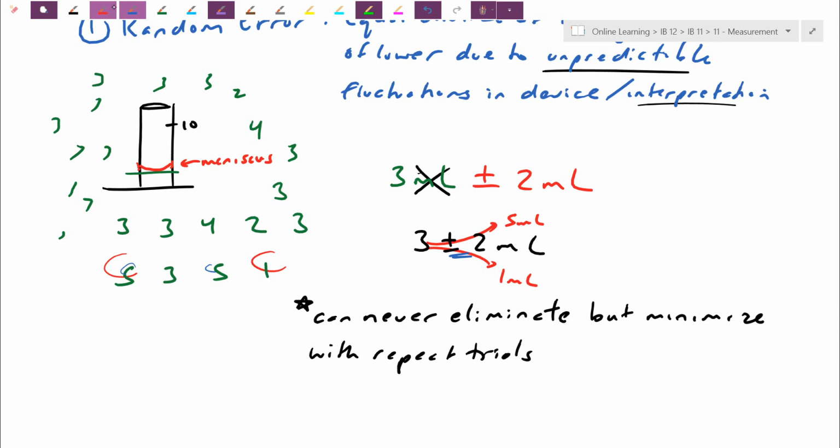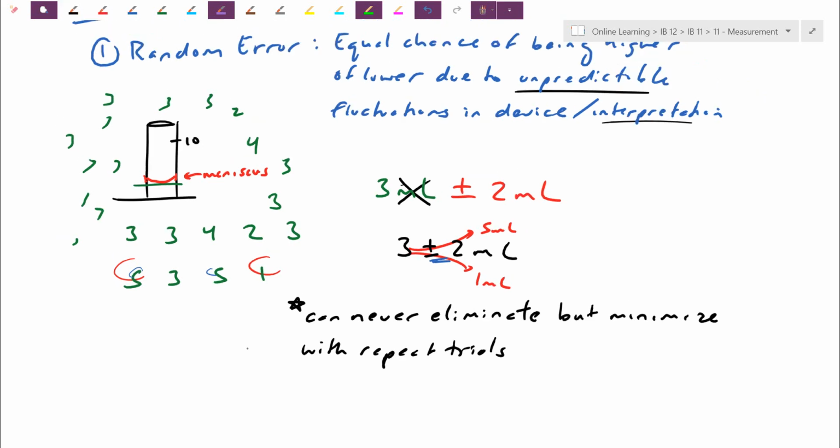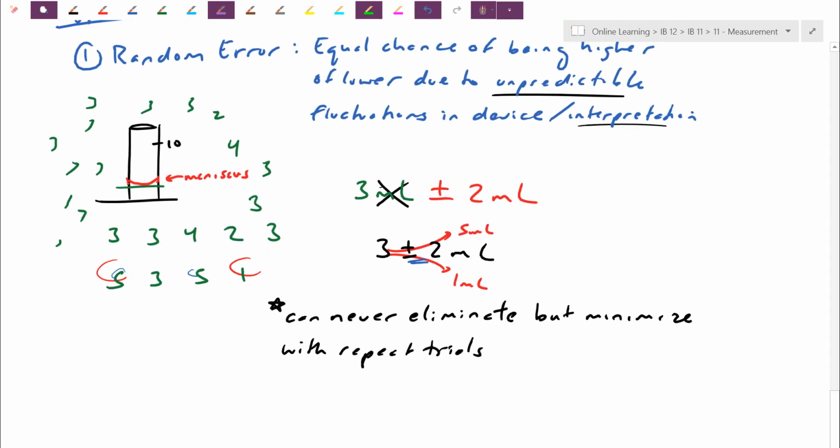So those are random errors. What you're going to see on all of our labs is they're always going to ask you, in this lab, where are some places that random error showed up? The second type of error is called the systematic error. You're going to give me some specific examples of both of these errors, and you're going to talk about how you might address them, how you might actually lessen their impact.